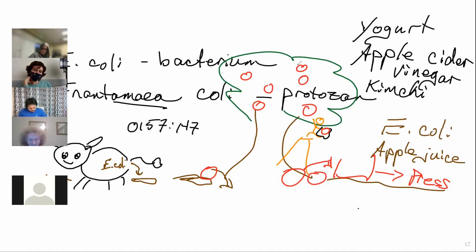So all of these are good things to be eating anyway, but when you're on an antibiotic, it's especially good to be either taking a probiotic or eating your lacto-fermented foods.